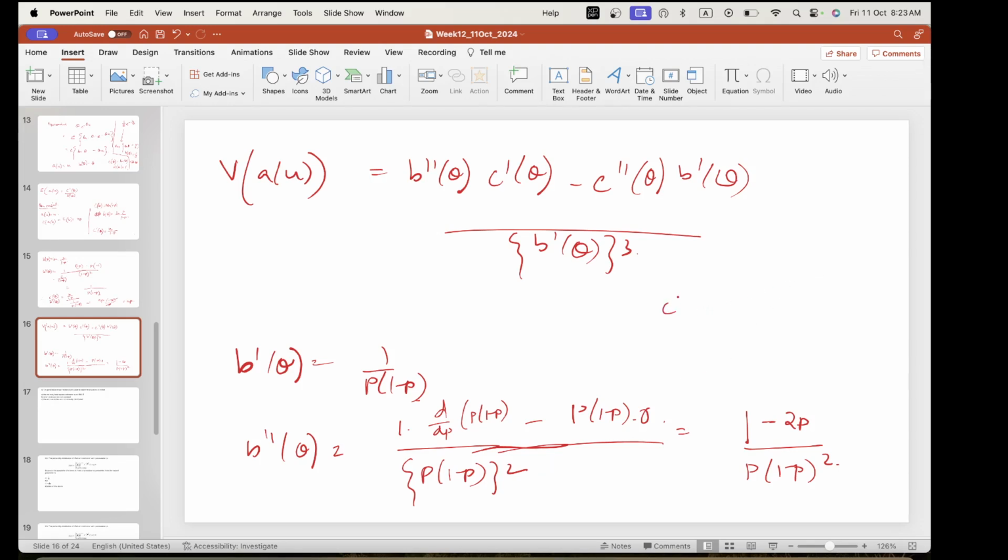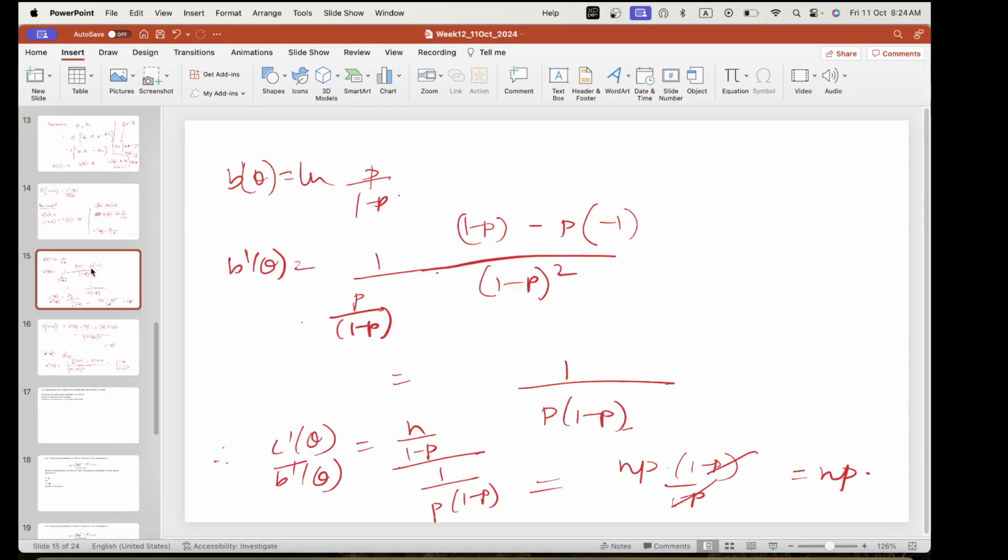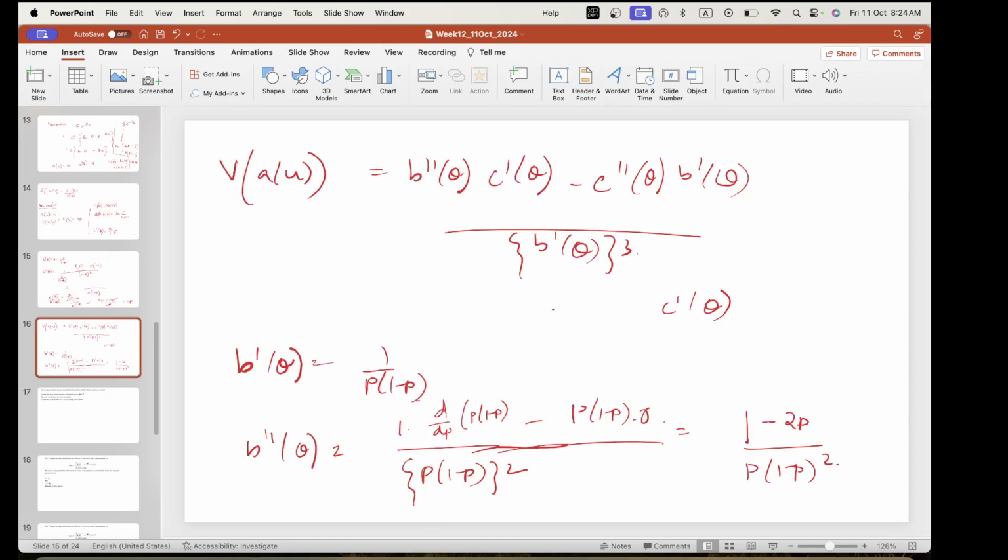Alright, and C prime theta we have obtained as N by 1 minus P. Okay, C double prime theta is equal to 1 minus P into 0 minus N into the derivative of 1 minus P, that is minus 1, over 1 minus P square. So this is N by 1 minus P square.